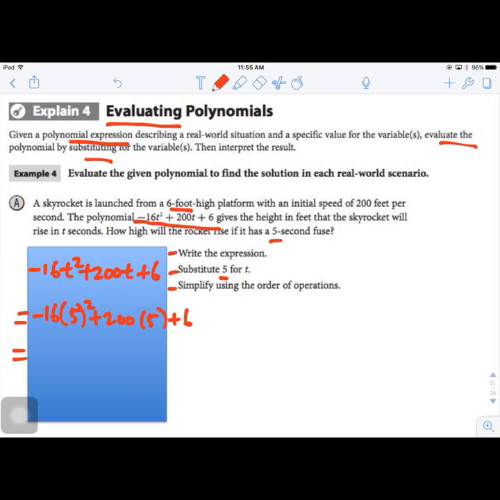And then we're going to simplify using the order of operations. So that would be 5 squared first, that's 25 times negative 16. So 25 times negative 16 will give us negative 400, plus 200 times 5 would give us 1,000, plus 6. Combining all of this together should give us a final total of 606.